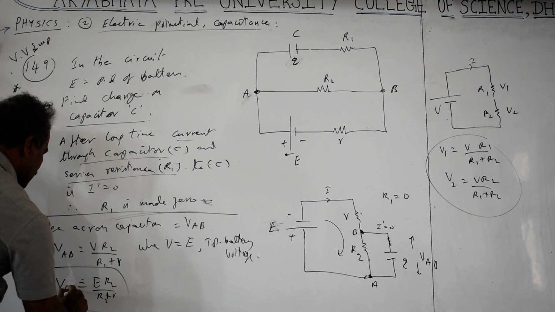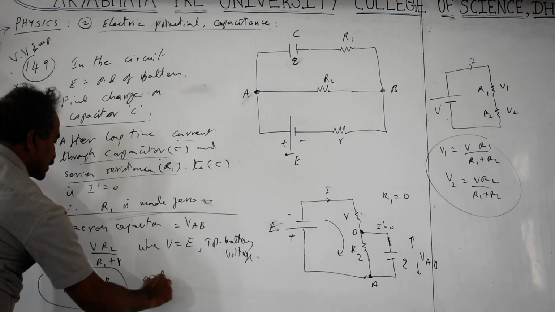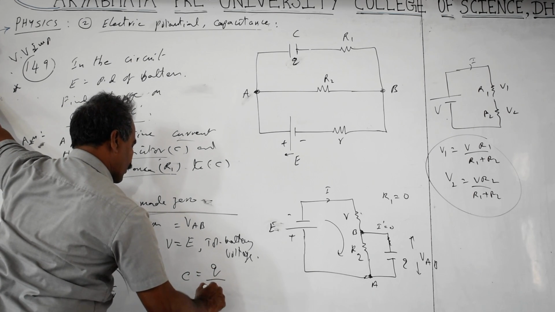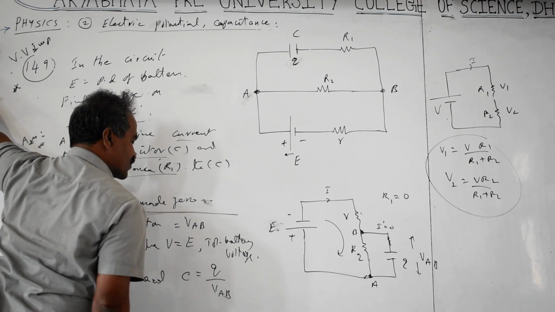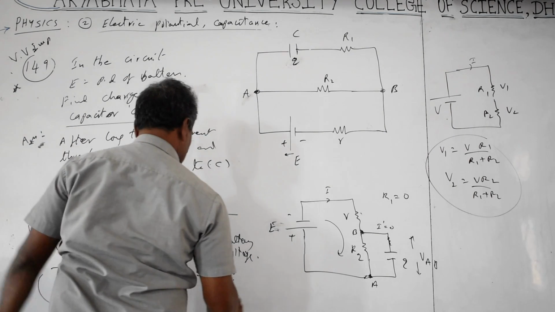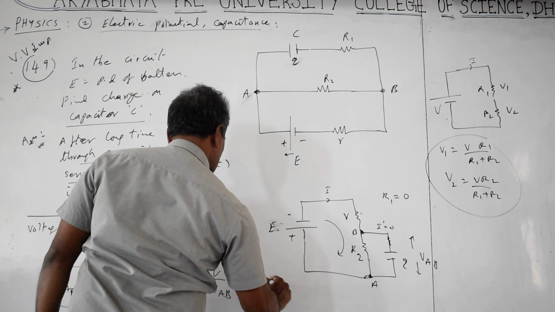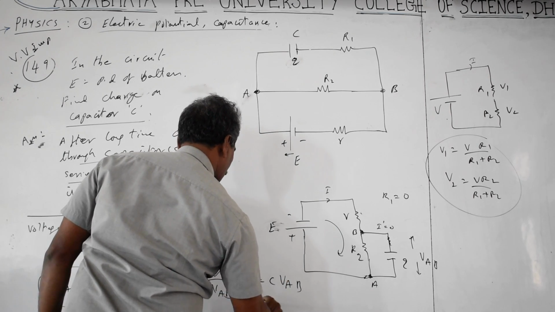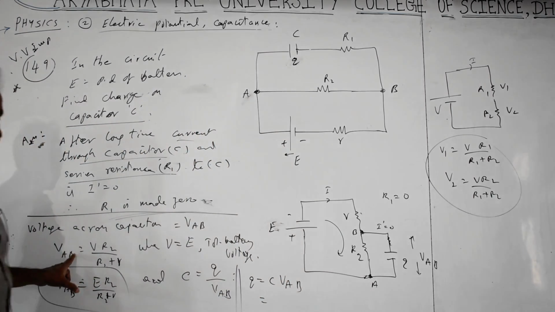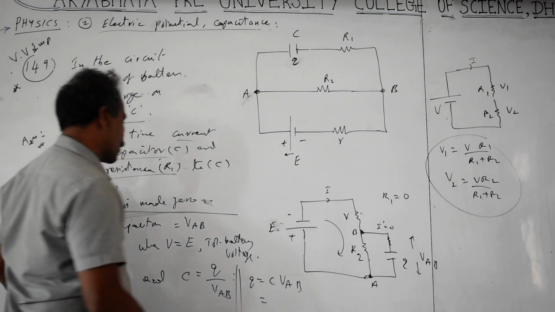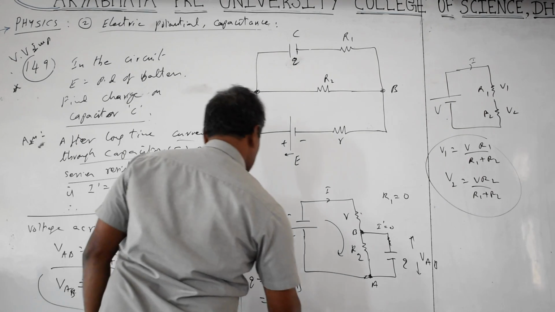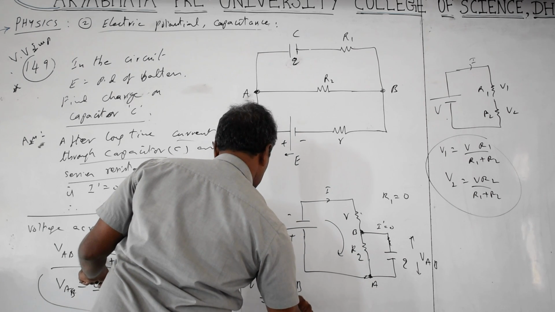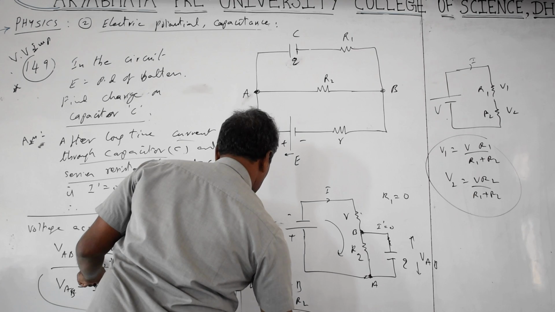Okay, what is the capacitance formula? C equal to Q by V. C is equal to Q by VAB. But we are asked to find the charge value, so Q is equal to C into VAB. VAB is E into R2 by R2 plus small r. So Q is C into E into R2 by R2 plus r.